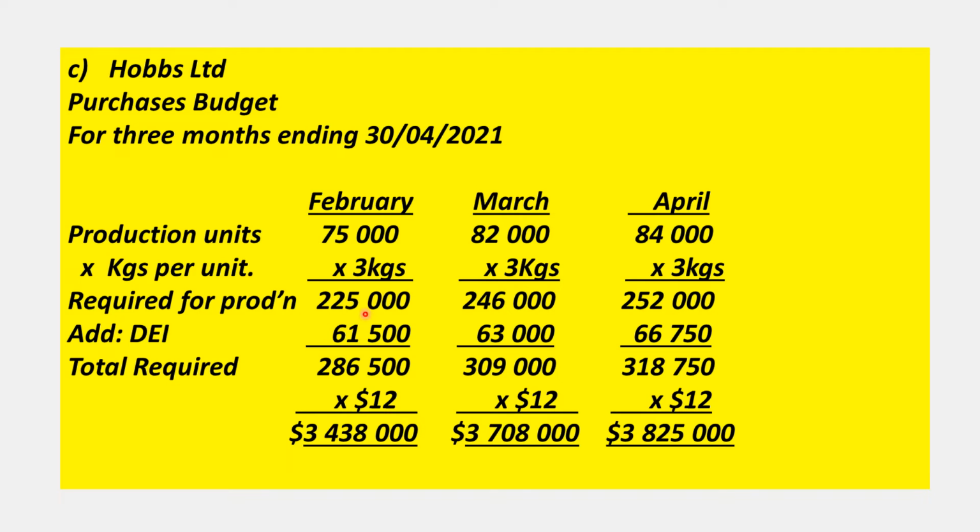When we add these two, we will get the total required, multiplied by the $12 per kg, and we will get the purchases budget here. This is the amount we will have to pay for each month. Okay, let's move on to the next part of the question.